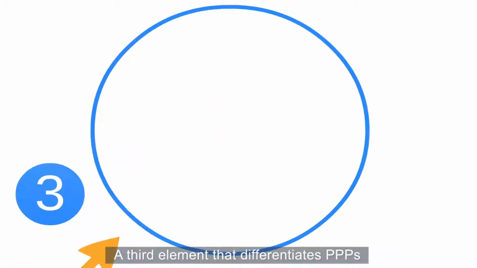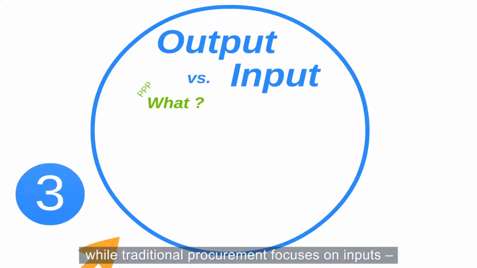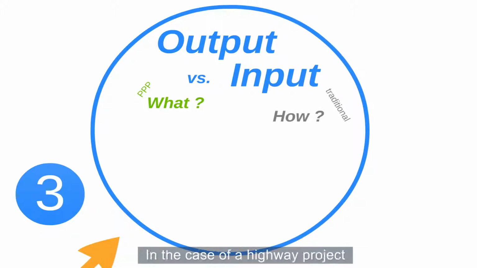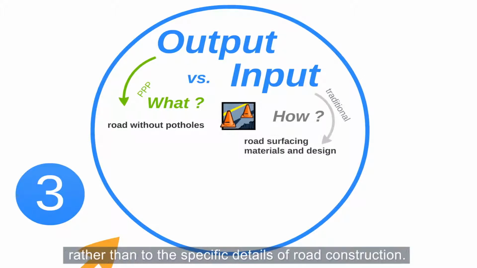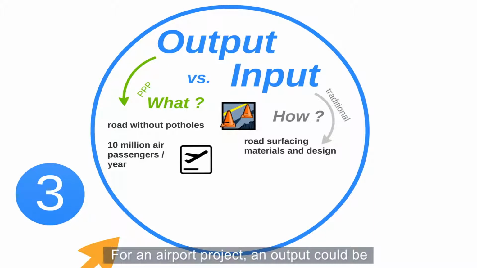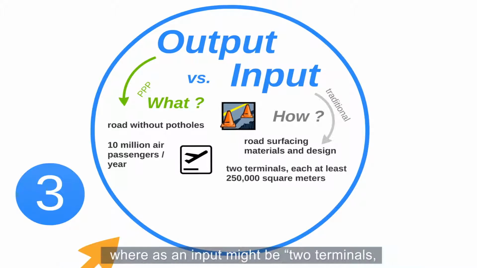A third element that differentiates PPPs from conventional projects is that requirements are defined in terms of outputs, what we want to achieve, while traditional procurement focuses on inputs, how to achieve what we want. In the case of a highway project, this means that project specification in a PPP might refer to indicators of road surface quality, rather than the specific details of road construction. For an airport, an output could be a handling capacity of 10 million air passengers per year, whereas an input might be 2 terminals, each of at least 250,000 square meters, and so on.